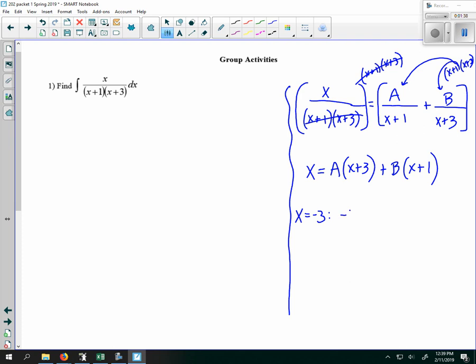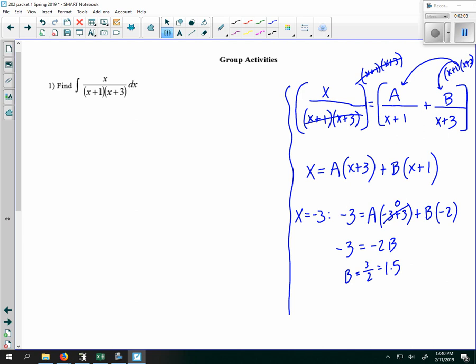On the left-hand side, I have -3 equals a times (-3 plus 3). Oh, that's why. Plus b times (-3 plus 1), which is -2. -3 plus 3 is 0, right? A times 0 is 0. So I get -3 equals -2b. So b is 3/2, or 1.5.